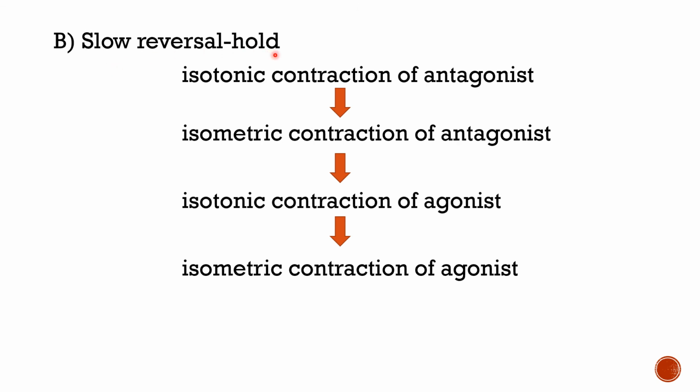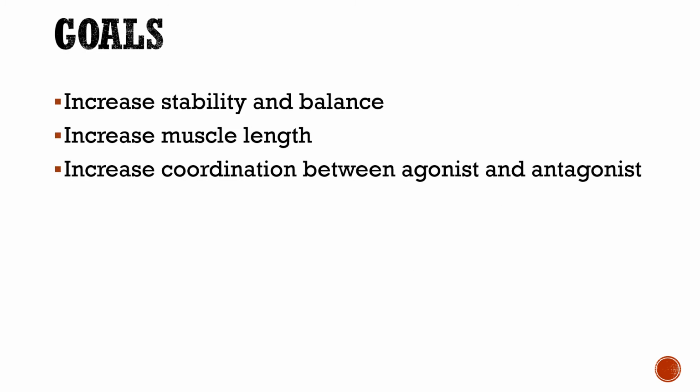Next part is slow reversal hold, and this is done in the following manner. We'll always start with isotonic contraction and then isometric contraction. We'll first take care of the antagonist muscles. So first we will have isotonic contraction of the antagonist done, and then we'll do isometric contraction, and then taking care of the agonist muscle, we'll again perform isotonic contraction of agonist and then isometric contraction of agonist muscles. Now, the main goal of this technique is to increase the coordination between agonist and antagonist muscles. But it also has other goals, like it also increases the muscle length, stability and balance.